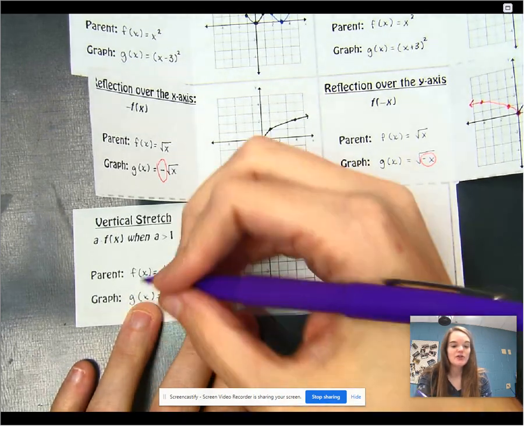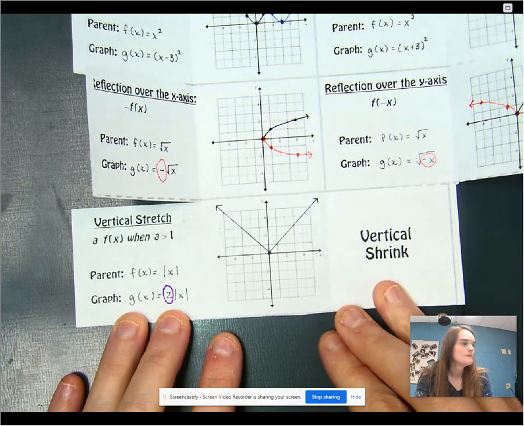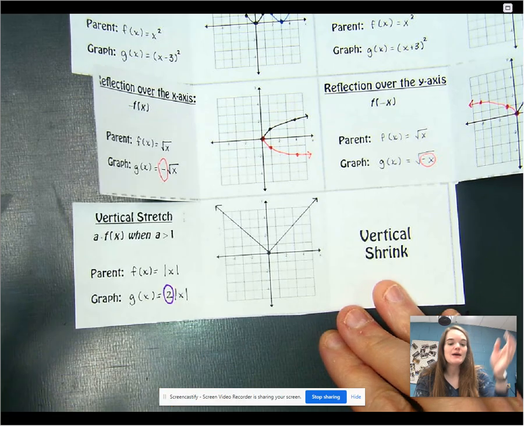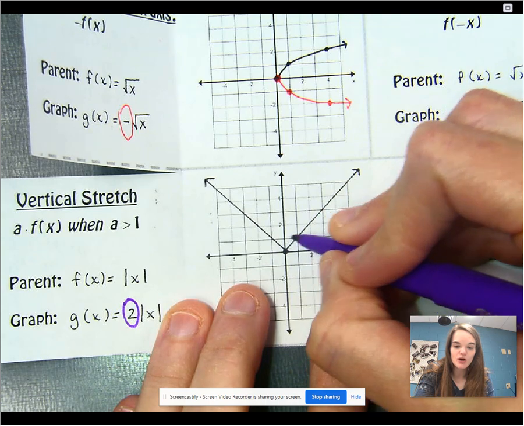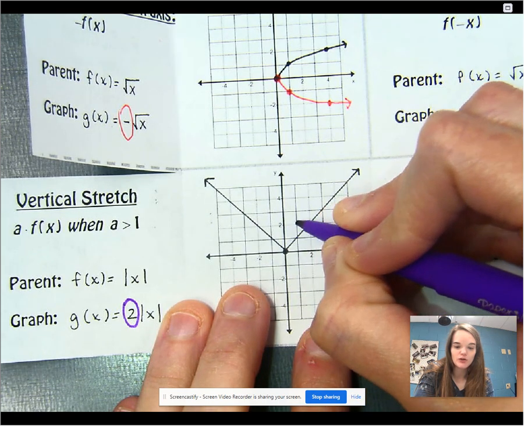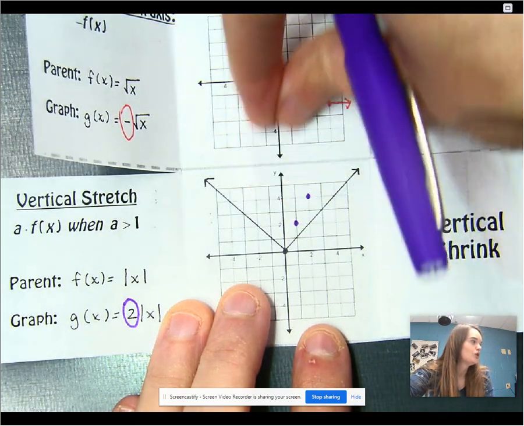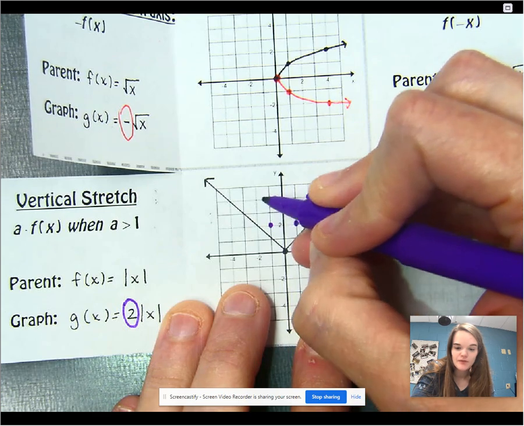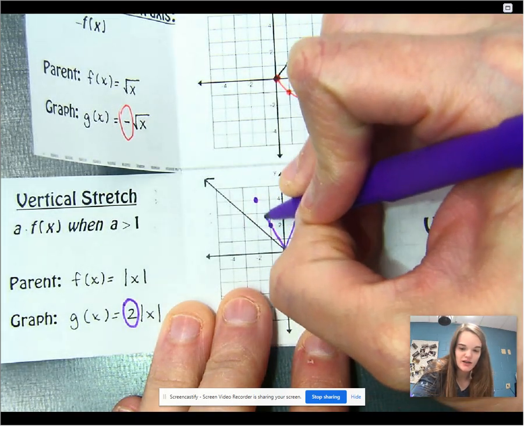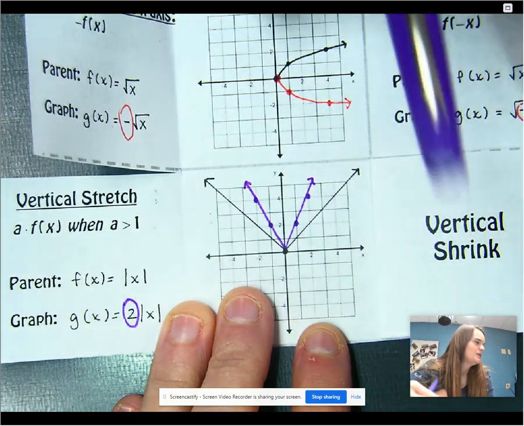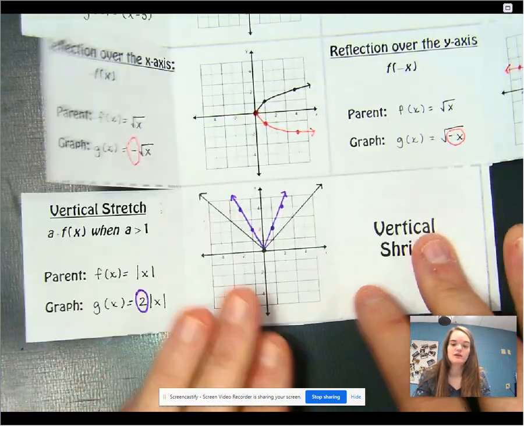A vertical stretch happens when you multiply a number that is bigger than 1 in front. What that means is, this is kind of like slope. We've got a 2, so instead of going up 1 over 1, we're going to start here and go up 1 over 2, up 2 over 1. So it is going to stretch, meaning it's going to be pulled out by a factor of 2. So this is a vertical stretch because it's like we took it and we pulled it up. That's a vertical stretch. It happens when it's bigger than 1 in front.